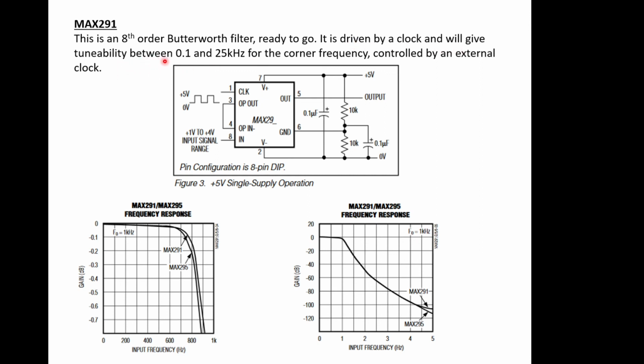So you can actually tune between 0.1 and 25 kilohertz, which is the audio range. So you can actually cut off with an 8th order filter, which is close to the ear's response, as it turns out, and it's just controlled by an external clock. So you get some idea of what's in these chips now, and where the limits may lie, but we just need to know they're out there.